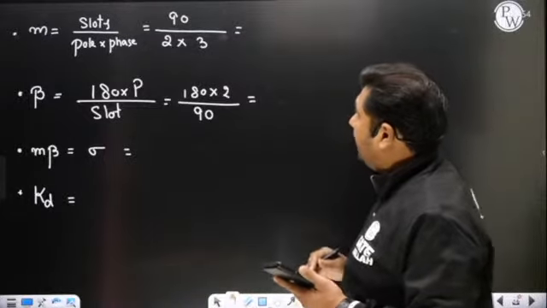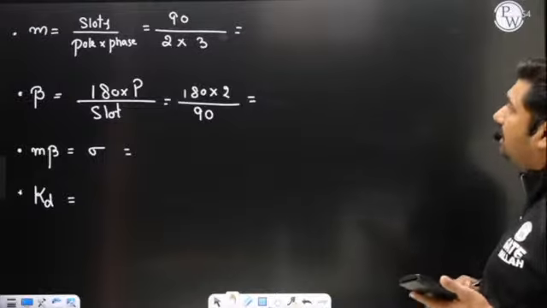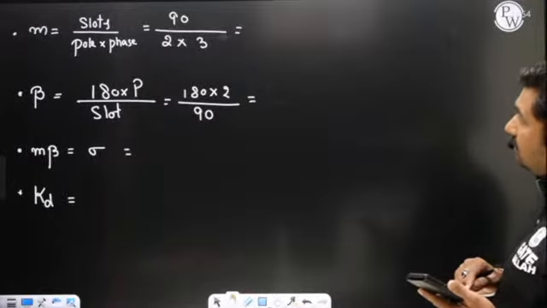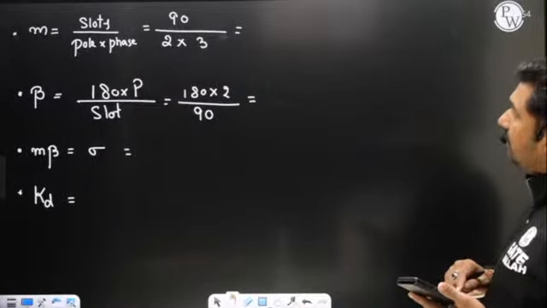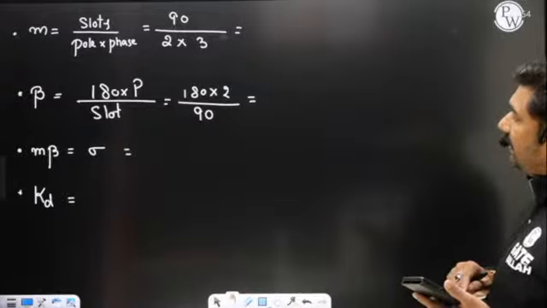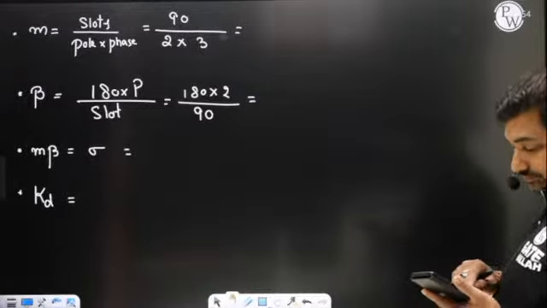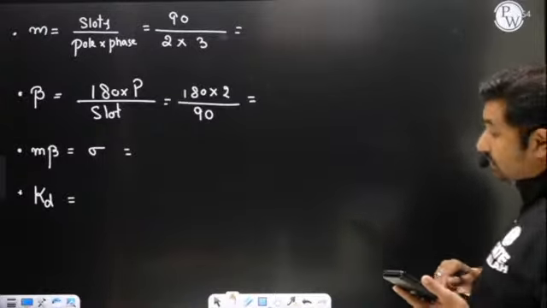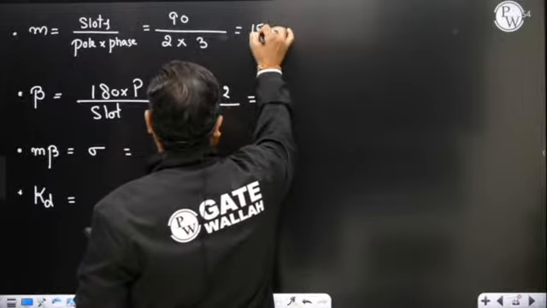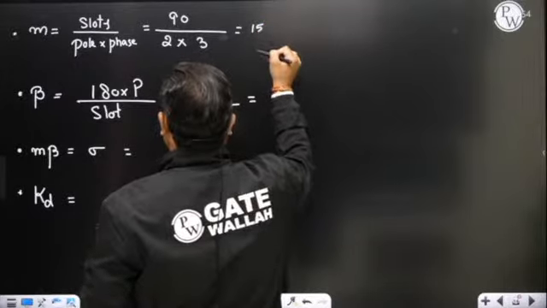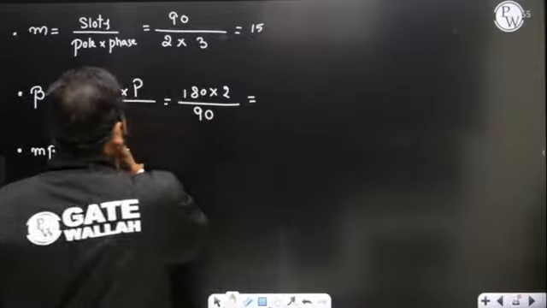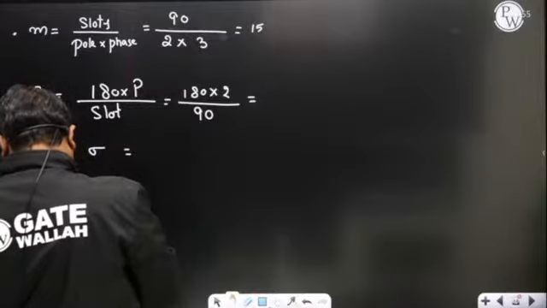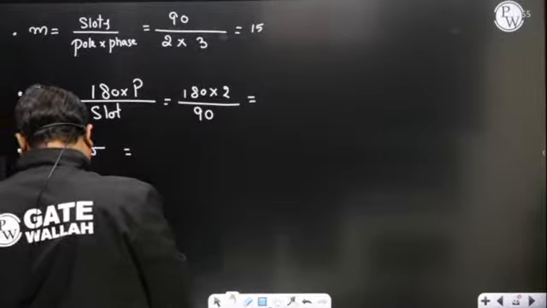Now please observe here. Number of slots are 90, number of poles are 2, number of phases are 3. So slots per pole per phase, this will be 15. Number of slots per pole per phase. And if we talk about beta, this will become 180 into 2 by 90, that will be 4.